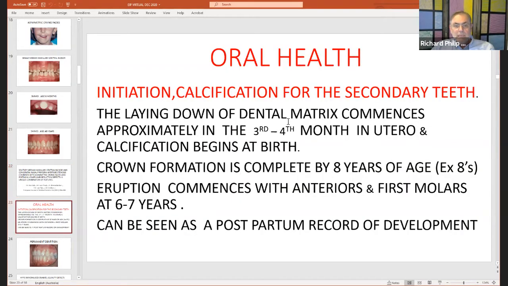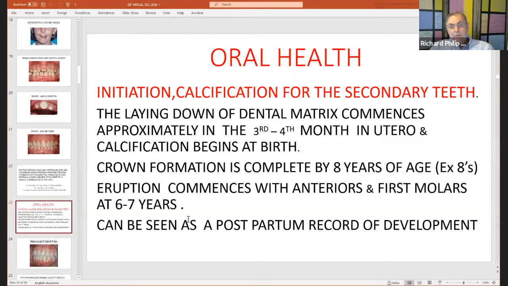Now the permanent teeth, again, these are starting from birth. And again, remember that the primary teeth are an intrauterine fossil record, while the permanent teeth are a postpartum record of intrauterine development. The matrix is laid down in the third to fourth month in utero, but calcification begins at birth. And again, it's that perinatal calcification which can be affected by all sorts of ill health. Well, it's really important to have a perinatal history.